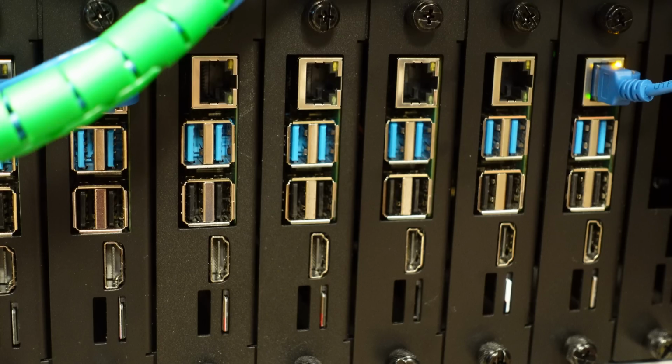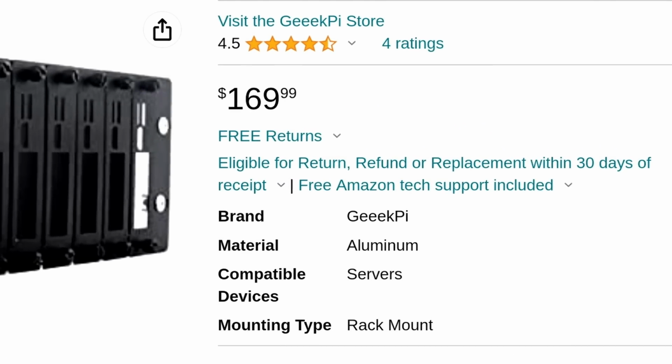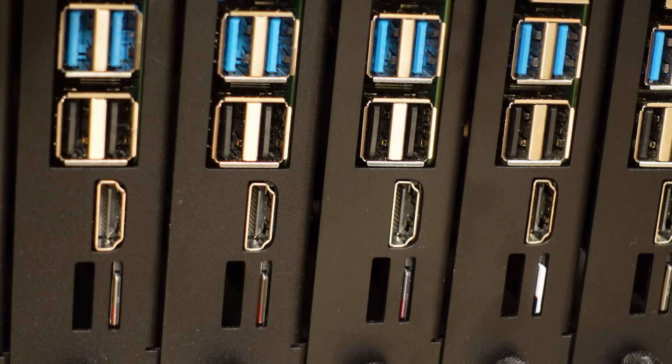And the next downside is, well, the price. It's around $170 for this rack mount. And considering the fact that this rack mount is fairly unexciting when it comes to appearance, that makes the $170 price tag a bit harder to accept.